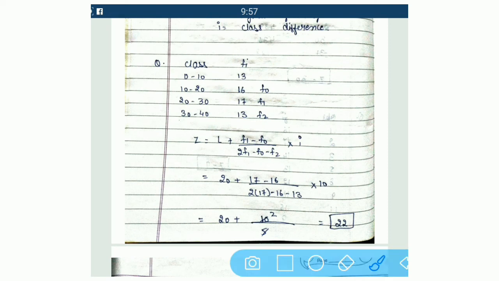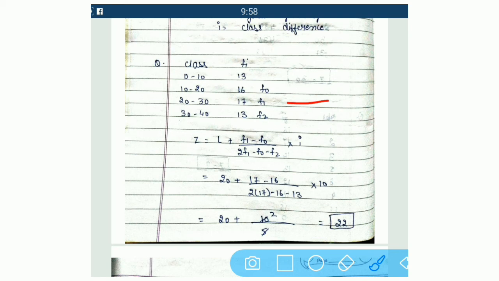So classes are 0 to 10, 10 to 20, 20 to 30, 30 to 40. Frequencies are 13, 16, 17 and 13. Now first, what we have to do while going with this group classification, we have to find out the highest frequency first. तो ये सब में से highest जो frequency है वो पहले check कर लेना है. 17 is the highest frequency.